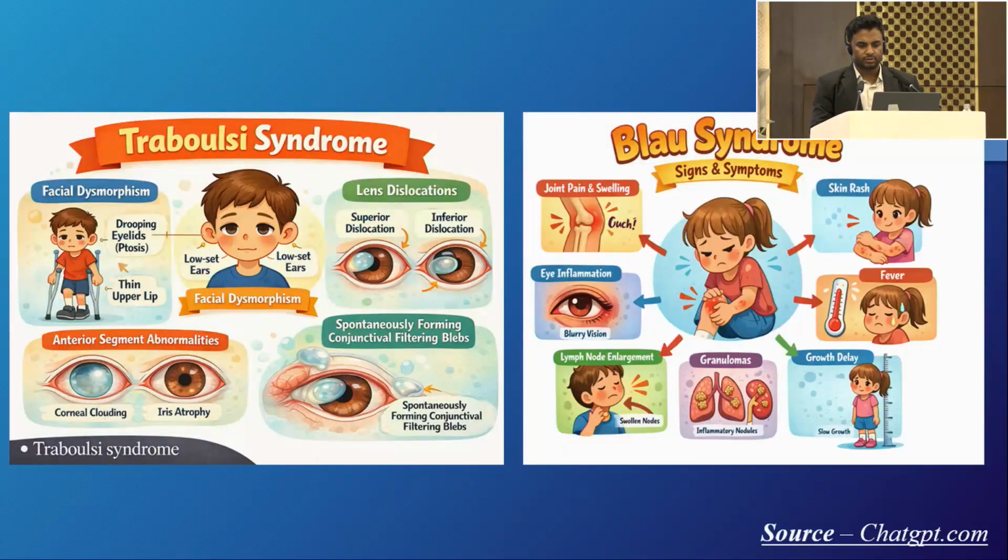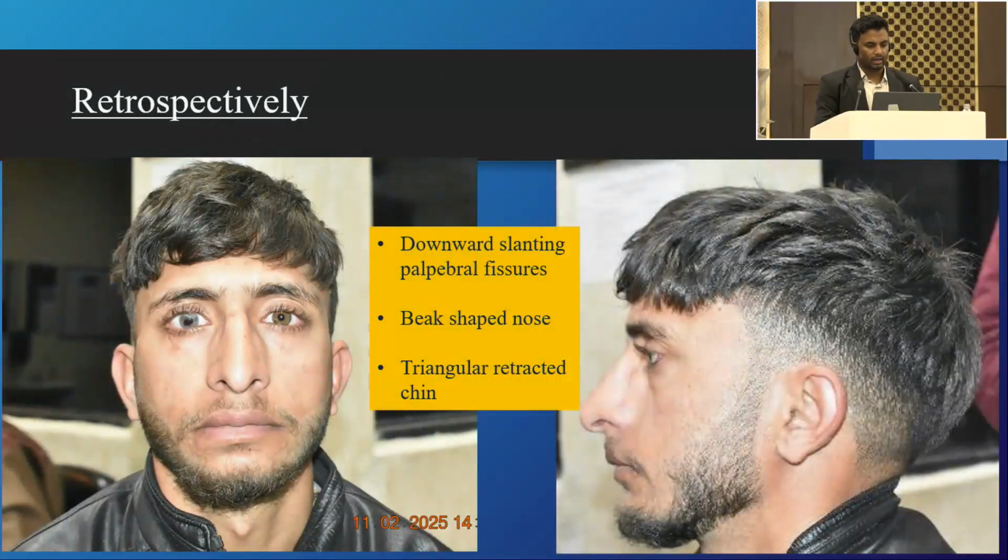So if we look at the signs and symptoms of both these syndromes, in Blau syndrome only uveitis is the ocular abnormality that is found to be associated, which was not there in our patient. But from the Traboulsi syndrome group, there are multiple features which are present in our patient, like there was lens dislocation, there was corneal clouding, there was iris atrophy. So we recalled our patient, and we did a retrospective examination of the patient, and we noted the patient definitely had a lot of facial dysmorphism in the form of downward slanting of palpebral fissure, a big-shaped nose, and a triangular retracted chin.